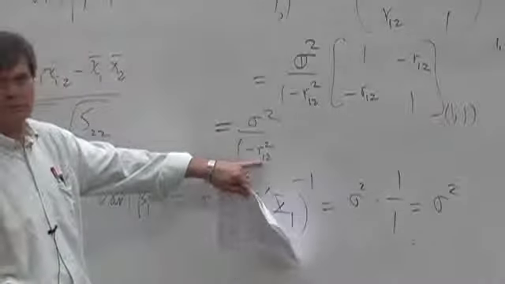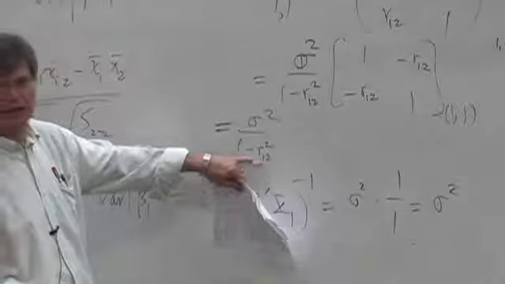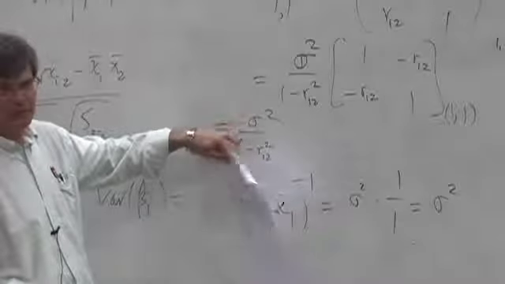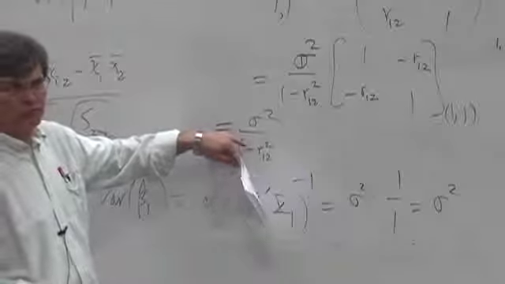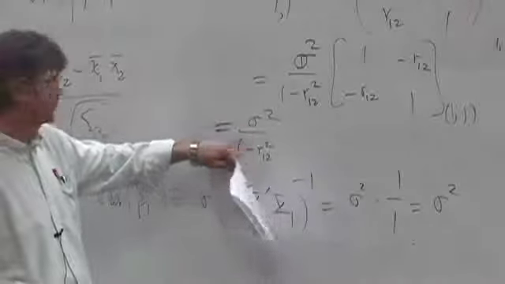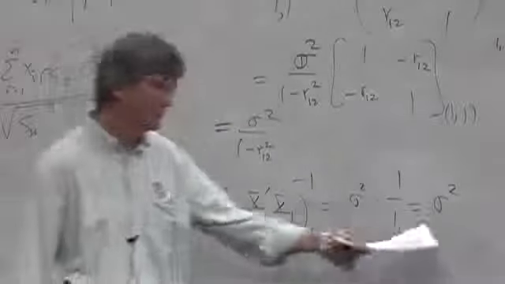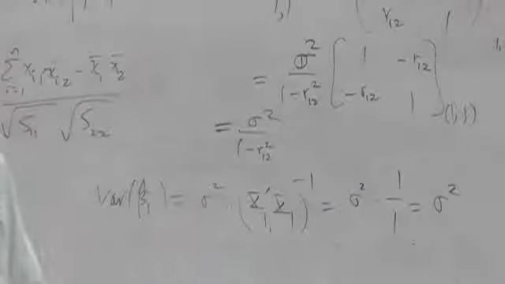If the correlation between X1 and X2 is high, there's a big variance inflation factor, and that's what you have. The variance inflation factor times sigma squared versus sigma squared. Okay, so you can see there's a battle.